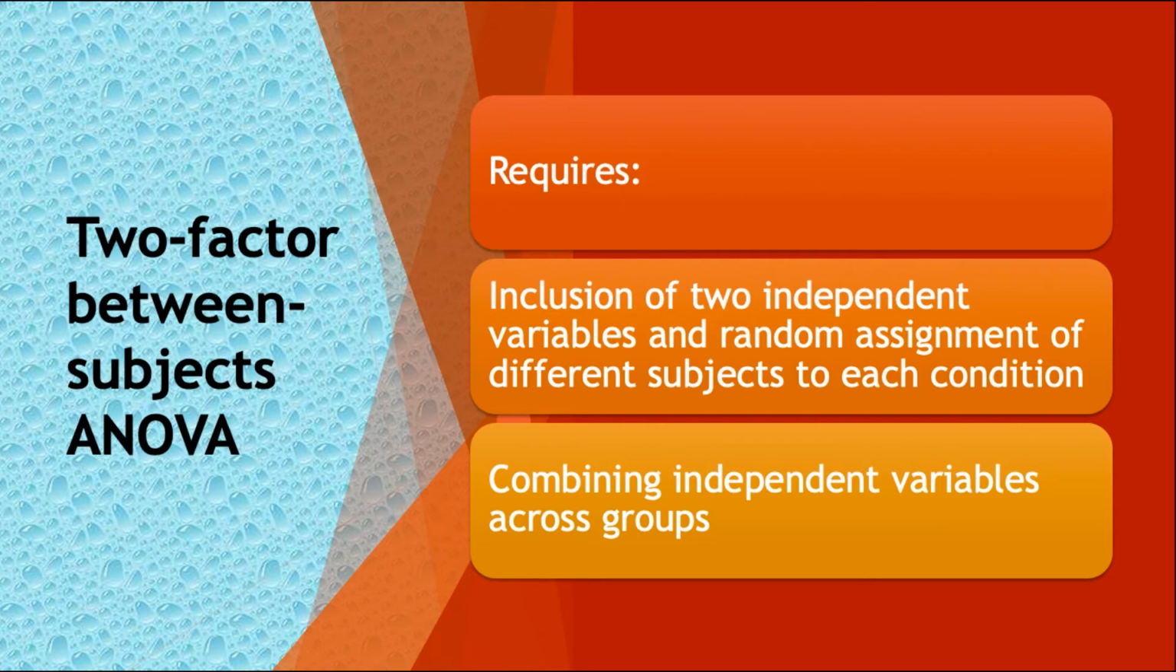This ANOVA is necessarily more complicated than the one-factor ANOVA because it must determine the statistical significance of each main effect and the interaction as well.